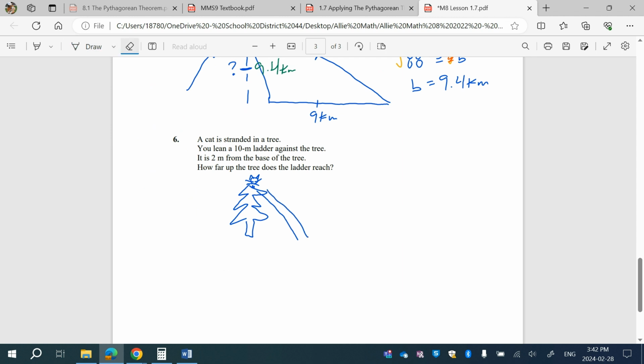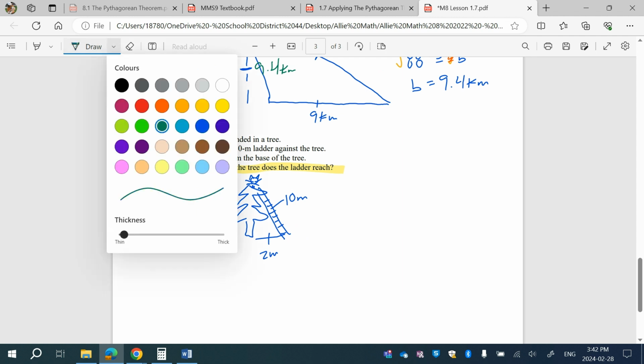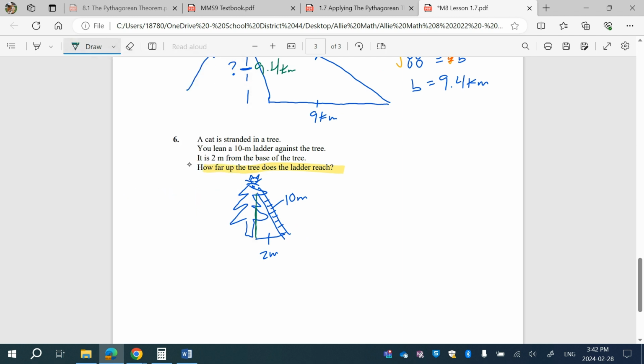It's not a very leaned up against the tree like this. And it's 2 meters from the base of the tree. So 2 meters away from there. And we know that the ladder is 10 meters long. They want to know how far up the tree does the ladder reach. So what is the height is what we're looking for. So that's our question mark, is how far up the tree does it go? That's our question mark. So again, we're solving for a leg.